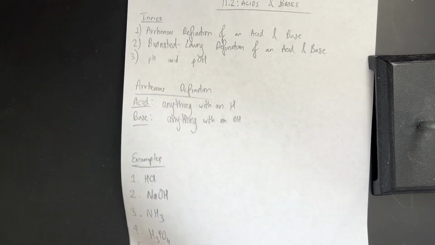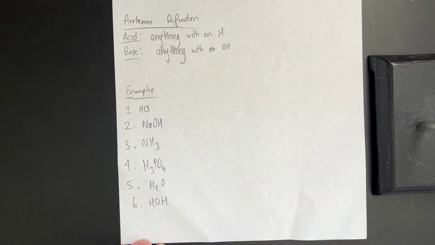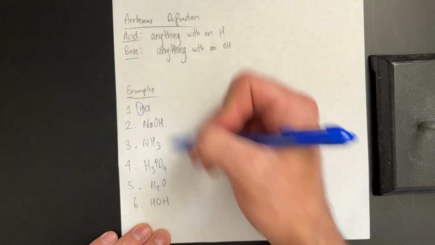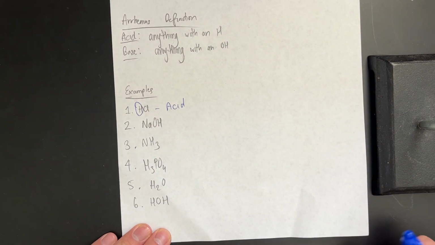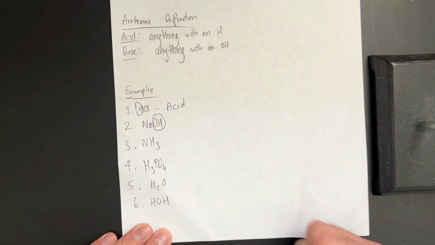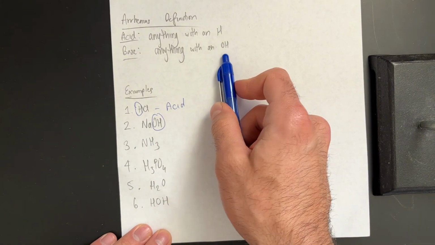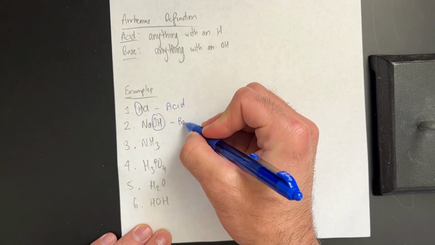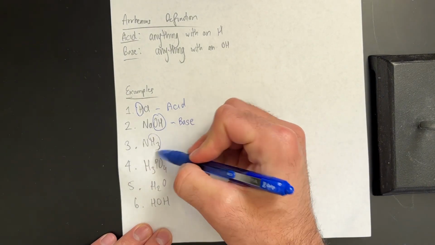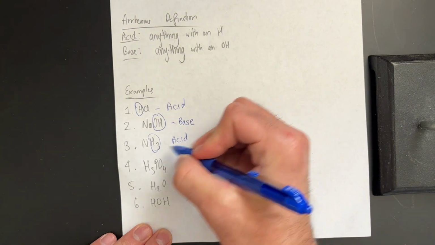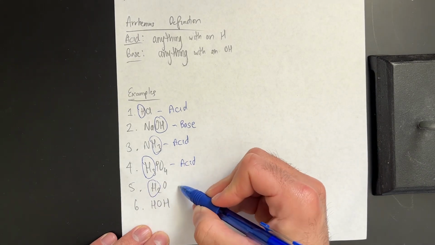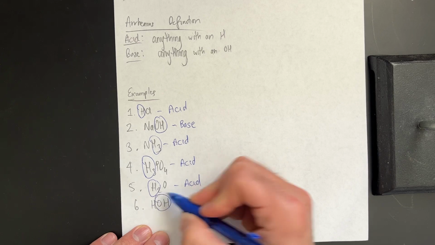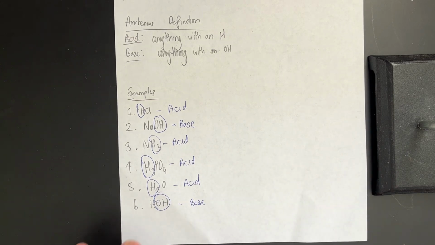And so we can use that definition here to classify these six compounds as an acid or a base. We look at HCl, and we see that it has an H, and so based on this definition, we know that it's an acid. We take a look at number two, we see it has an OH, and so based on the definition up here, we know that this is a base. Here, again, there's an H, and so this is an acid. Here, there's an H, and so this is an acid. Here again, H, and so acid. And then here we have an OH, and so this is a base. All right, so pretty simple definition.